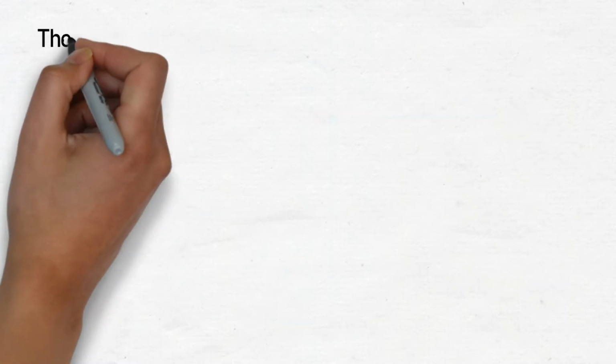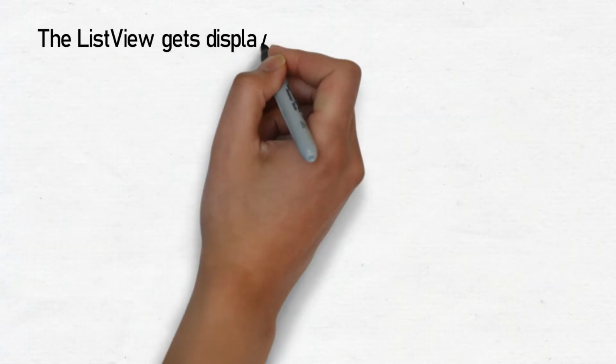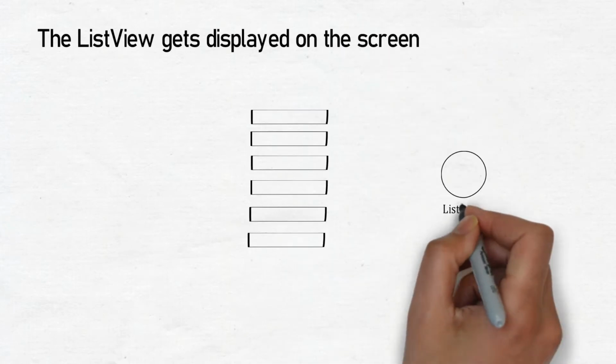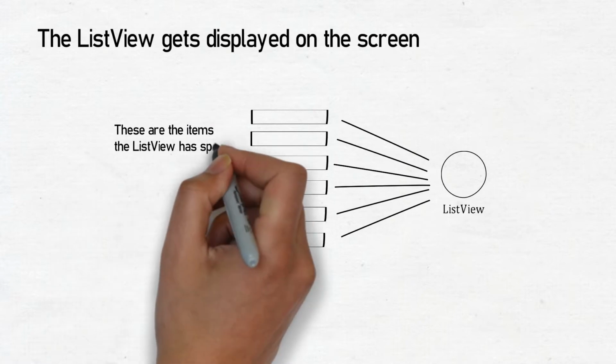First, the list view gets displayed on the screen. When the list is first displayed, it will be sized to fit the screen. Let's say it has space to show 5 items.